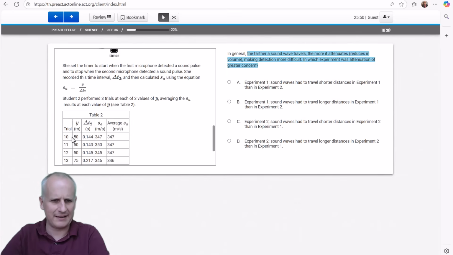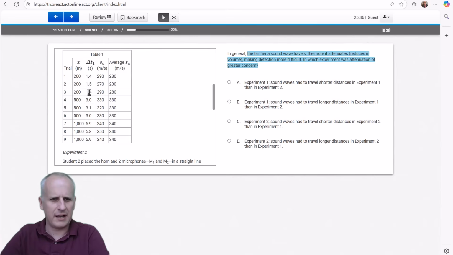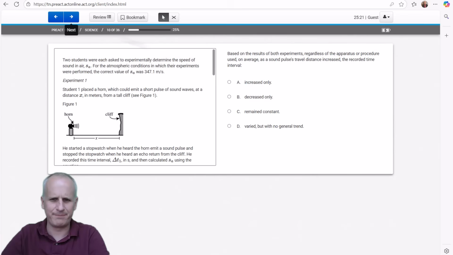If we're looking at table 2, we've got 50 meters to 100 meters. Up here, we've got much longer distances for student 1. And that would make sense that the sound would go down when it's got to travel a longer distance. So which one had attenuation of greater concern? Well, it's definitely experiment 1, and I should use my eliminator, not my selector. And it's because the sound waves had to travel a longer distance in 1 than in 2, so we will select choice B and move on to the next question.